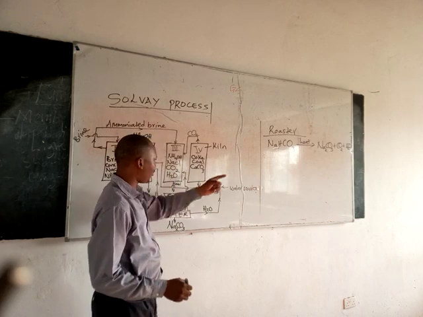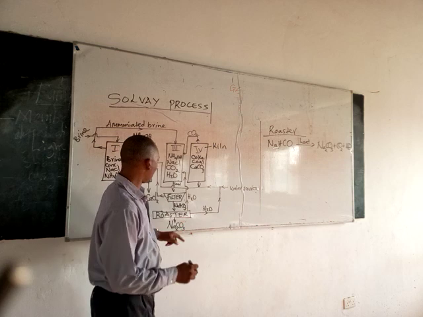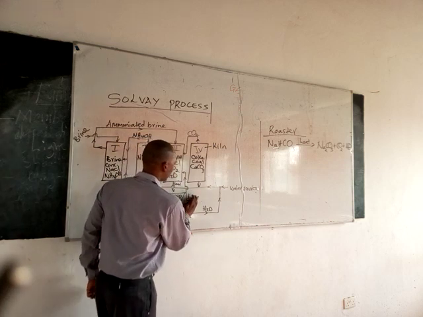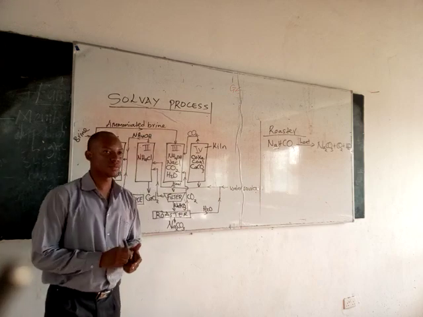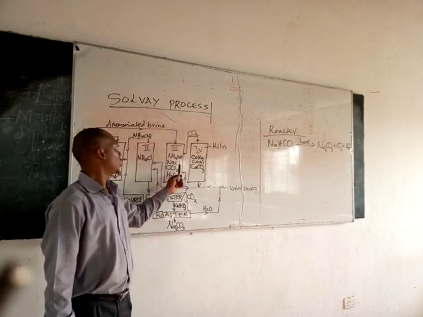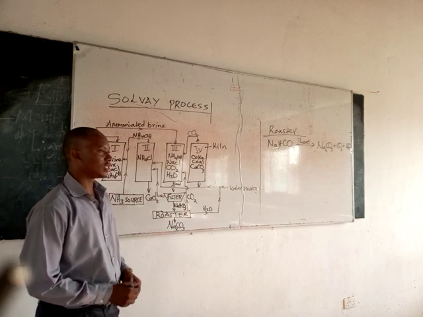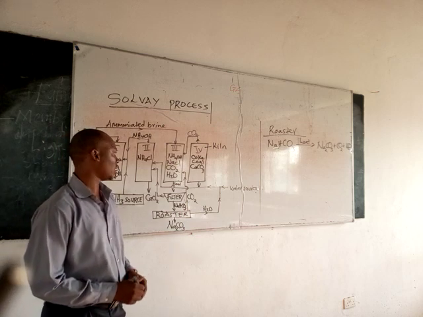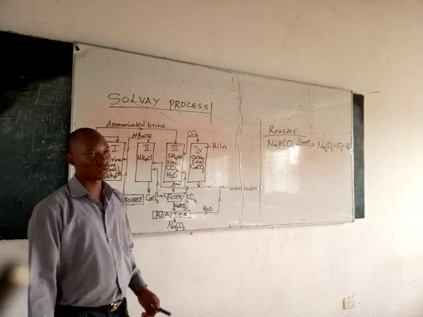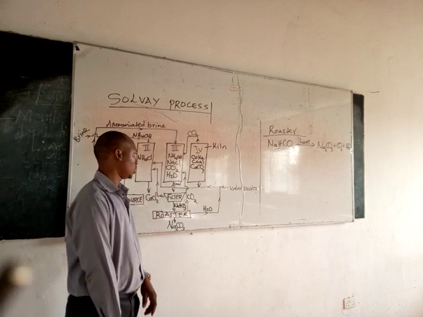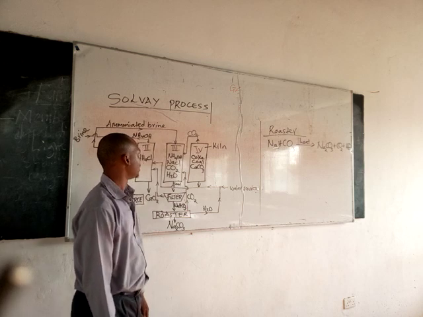Now, carbon 4 oxide from the roaster again proceeds to chamber 3. Sorry, this was supposed to be carbon 4 oxide. So carbon 4 oxide proceeds to chamber 3, and in this case, that is another way of recycling carbon 4 oxide. So both carbon 4 oxide and water are recycled. Yeah, we recycle both water and carbon 4 oxide.